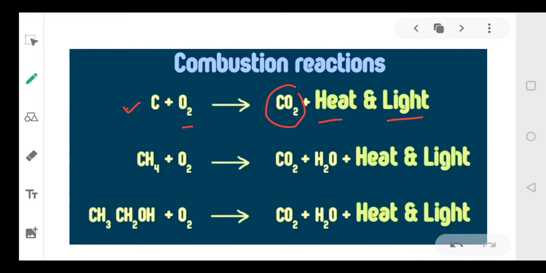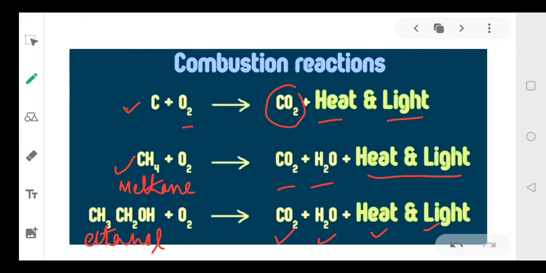Now let's take a carbon compound, let's say methane. What is the formula of methane, dear students? CH4. So CH4 is methane. Methane reacts with oxygen and releases carbon dioxide, water, heat and light. Then CH3CH2OH is ethanol. Ethanol also reacts with oxygen and releases carbon dioxide, water, heat and light.